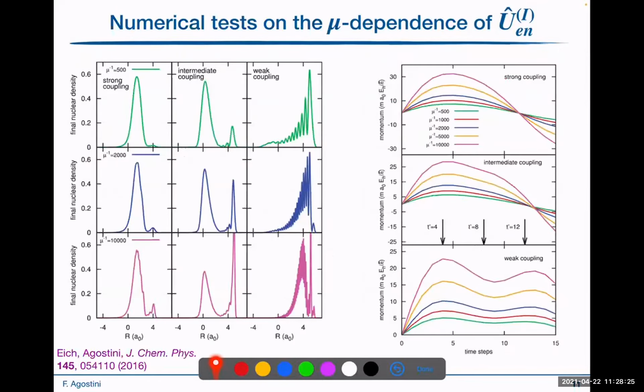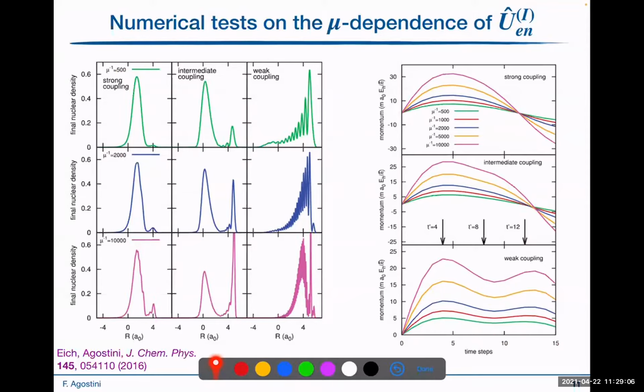And just to confirm that we observe the same dynamics for different values of the nuclear masses, for the 3 models here I'm taking 3 values of the masses, 500, 2000, and 10,000, and I'm looking at the final nuclear distribution. As you can see, at the final time we observe for the 3 models the same kind of dynamics. This is also represented here by the mean nuclear momentum. We calculated the average nuclear momentum for the 3 models as a function of the time steps.